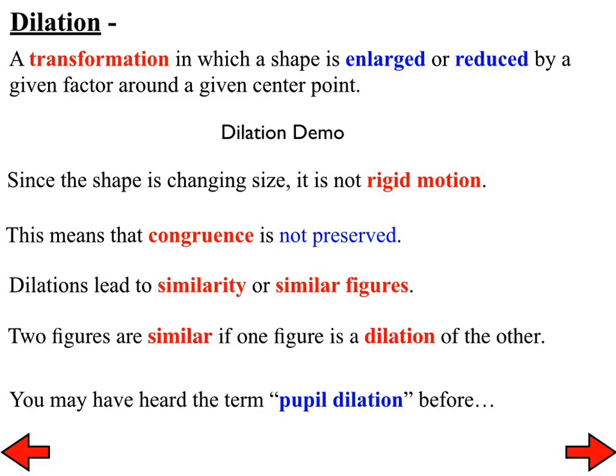And you may have heard the term pupil dilation before. If you've ever been to an optometrist, that's one of the things that they will do right before they test your eyes, and that's where your pupil expands, gets smaller, expands, gets smaller. And that's really the idea of what we're doing with different shapes.